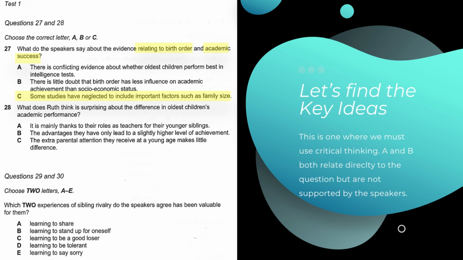They're written to make you think A or B is the choice, right? But because we've already read the answers, we've read the question, we found out the key terms, birth order and academic success. Now we know what to listen for, and we didn't hear any of that match up. So the other choice is the answer, right? Some studies neglected this.